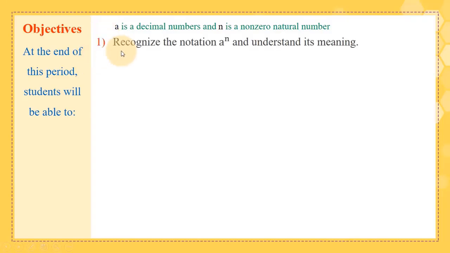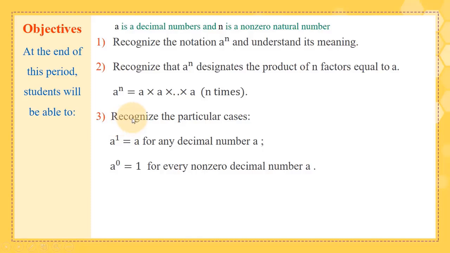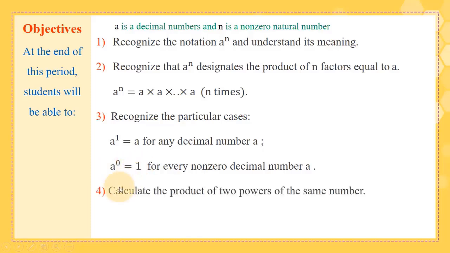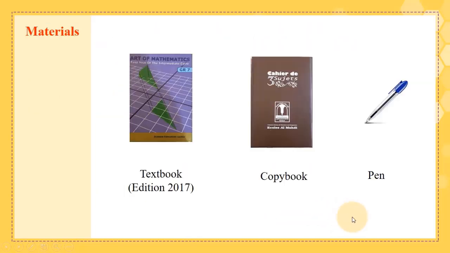Objectives. Recognize the notation A exponent n and understand its meaning. Recognize that A exponent n designates the product of n factors equal to A. Recognize the particular cases A exponent 1 equals A and A exponent 0 equals 1. Calculate the product of two powers of the same number. Calculate the quotient of two powers of the same number. These are the materials you will use.